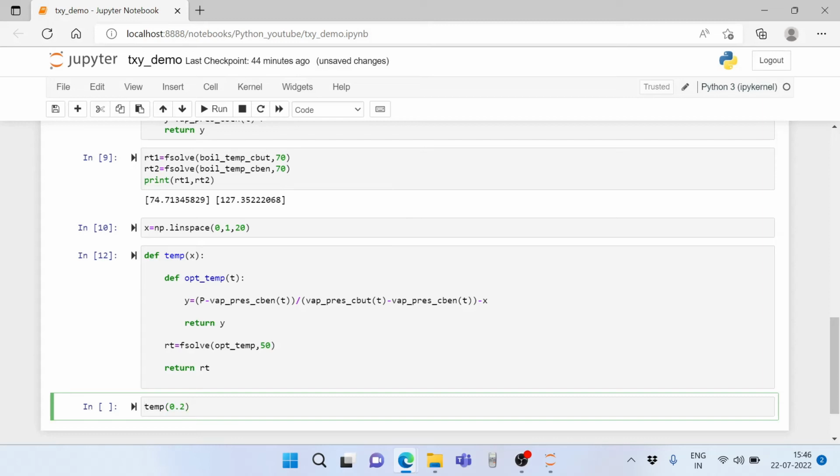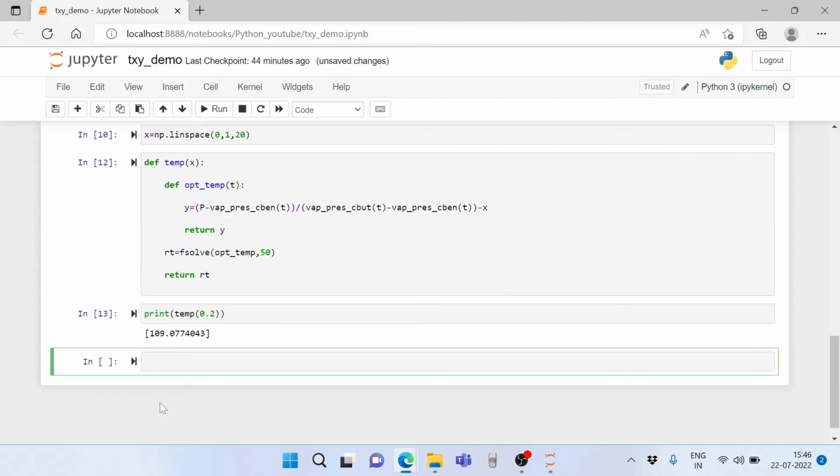So let's print it out. There we are. So for a mixture of concentration 0.2, we get a temperature of 109. Now the best test would be to put a value of 0, and we should get back 127. Yes, we do get back 127, which was the boiling temperature of pure chlorobenzene. So we are done.